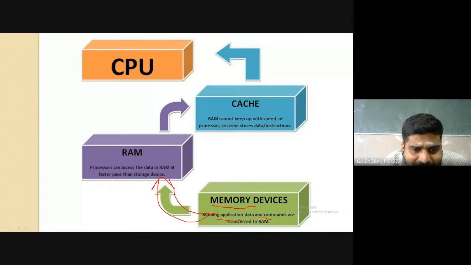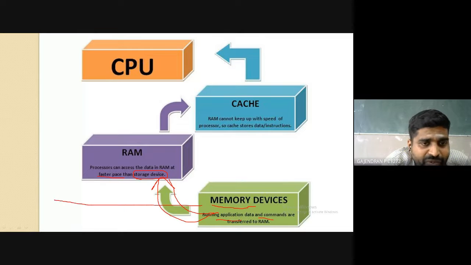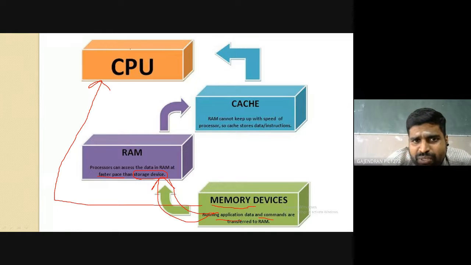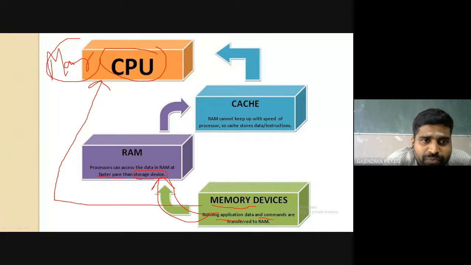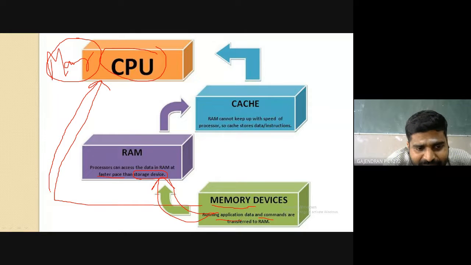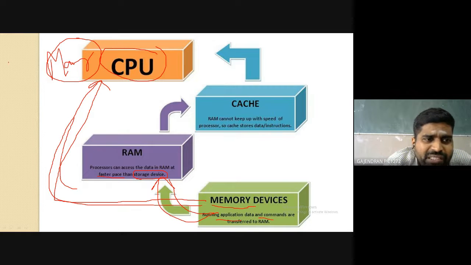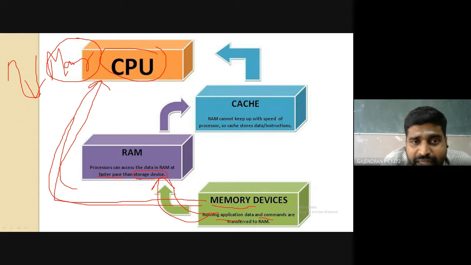So the processor can access the data in RAM at a faster pace than the storage device. Very, very important: why we are introducing these components. If you are using memory devices and try to communicate with the CPU, very simple, your CPU has many tasks to do. If the CPU interacts with your memory device and waits for a long time, the efficiency of the CPU will decrease. At that time, the CPU can do some other task.